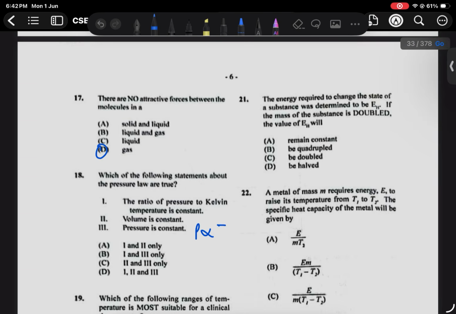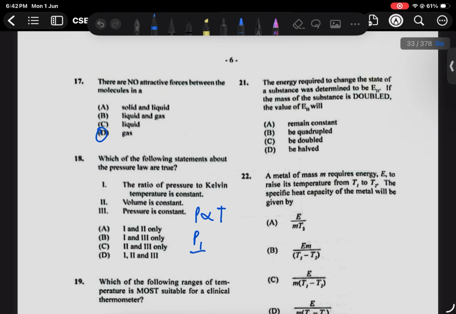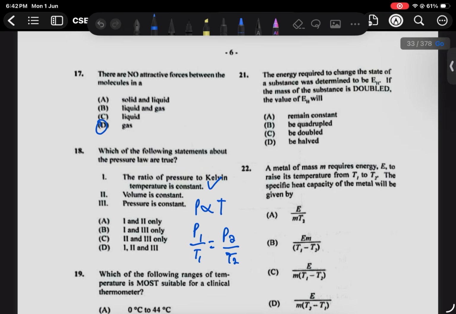Pressure is directly proportional to temperature. The ratio of pressure to temperature, which is the same thing as this formula, is constant. Yes, it is. Volume is constant. Yes, it is. Pressure is not constant. So it's 1 and 2.